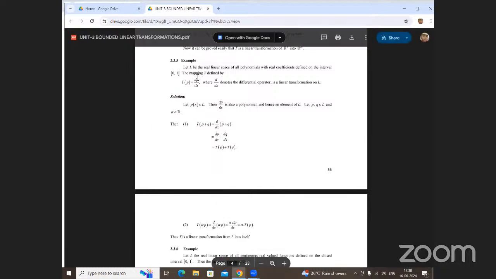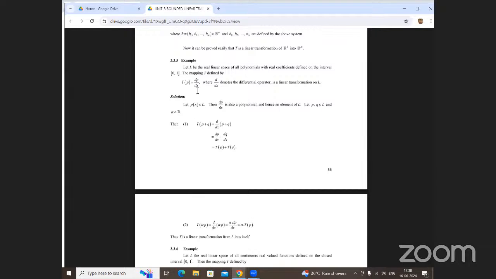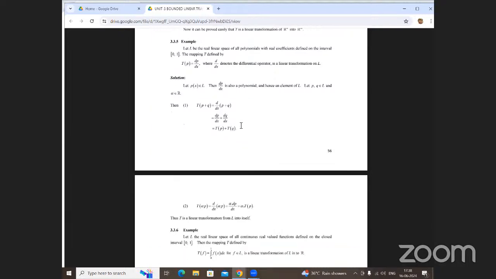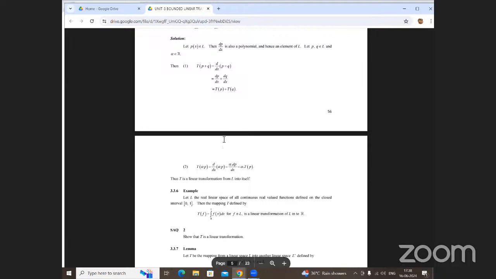Okay, what is the definition? T of P equals dP by dx. But through this one, d by dx of replacing P by P plus Q, so that is d by dx of P plus Q. Now again, that is the differential involving the vector addition, which is dP by dx plus dQ by dx. By definition, dP by dx equals T of P, and dQ by dx equals T of Q. That is the simple proof.